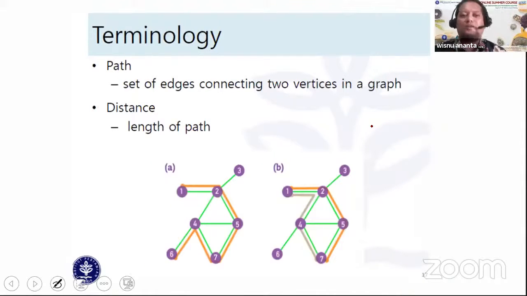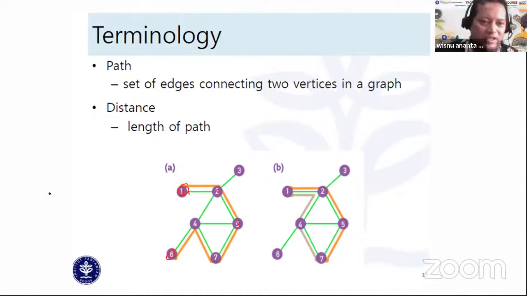And we also have path and distance terminology. A path is, for example, if you go from node 1 to node 6, this is a path. Also from 1 to 2, 1 to 5, 1 to 7. This is a path. So we have many paths here: 1, 2; 1, 3; 1, 4, and so on.